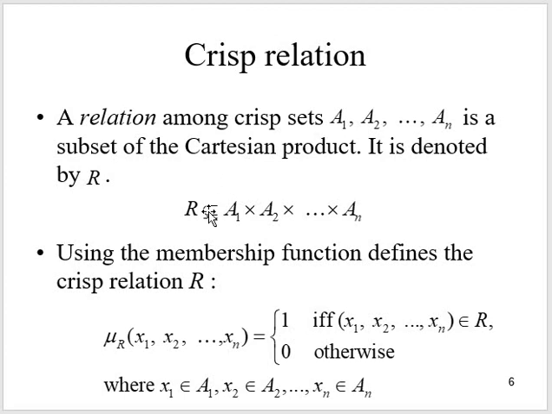A relation R is a subset of a cross product set, and the membership function is defined as mu R (x1, ..., xn) equal to 1 if (x1, ..., xn) is an element of R, and equal to 0 otherwise.